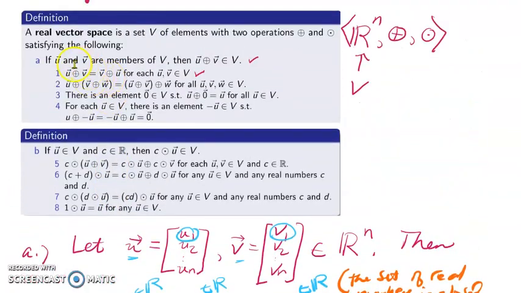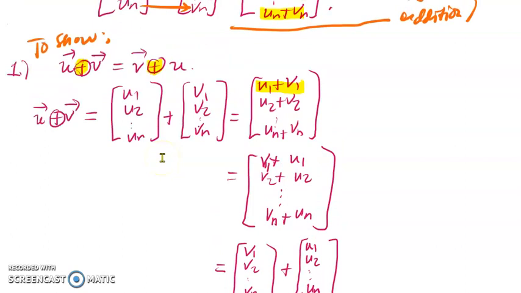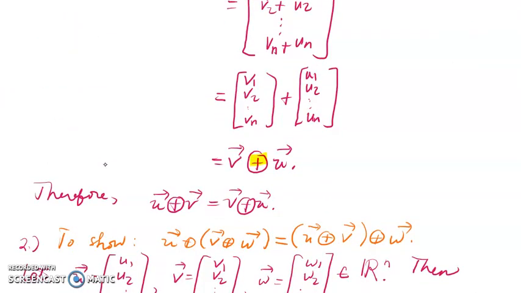Okay, take note that our symbol here is this operation. So vector addition. So it must be this symbol. So here it must be this symbol also. Similarly here, it must be that symbol. And this one.